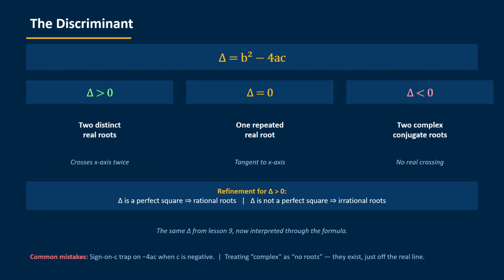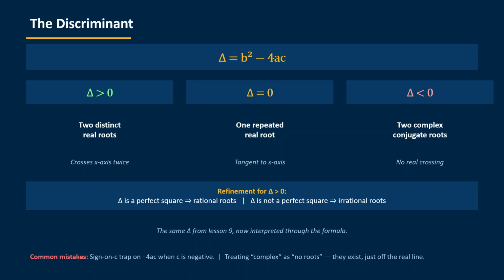The discriminant is the expression under the square root in the quadratic formula, b squared minus 4ac. We often call it delta. Its sign tells you how many real roots to expect before you even solve. If the discriminant is positive, the square root is a real number, and the plus or minus gives you 2 distinct real roots. The parabola crosses the x-axis at 2 points.